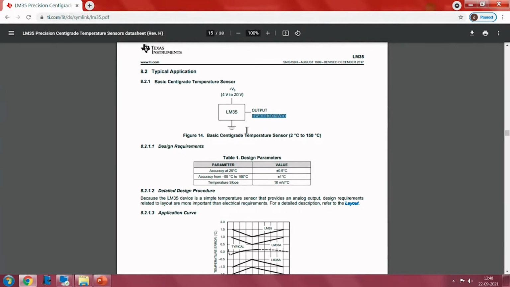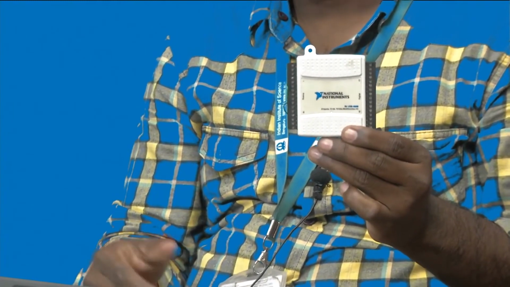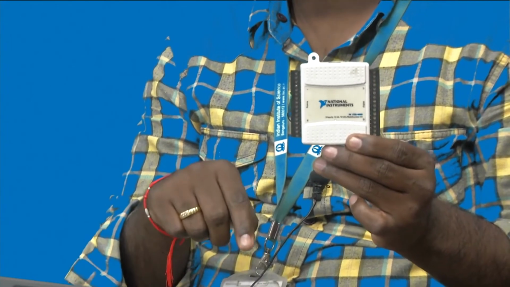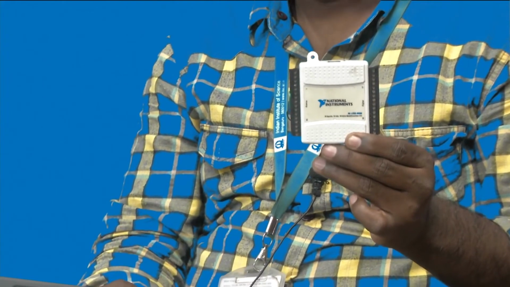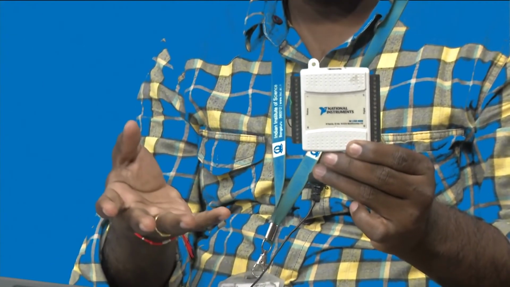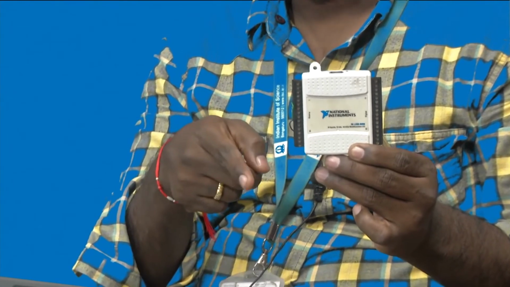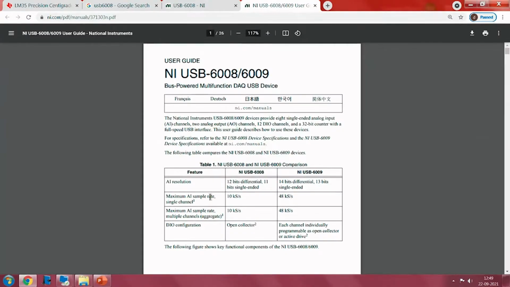In order to do the interface, I am using the NI USB 6008. Since I will be using LabVIEW software, these NI USB devices have compatibility, with drivers that can directly interface to LabVIEW. Since it is a data acquisition device, it has an onboard instrumentation amplifier as well as an ADC. Further information we can see in the data sheet. Here it shows that it has a 12-bit ADC.